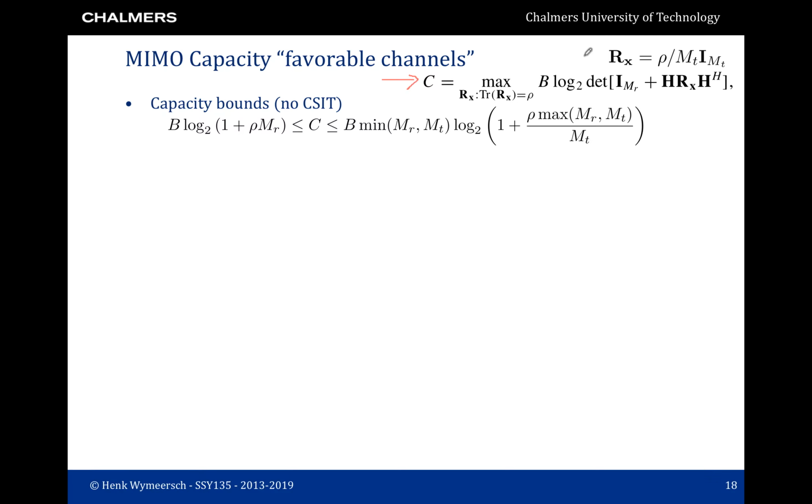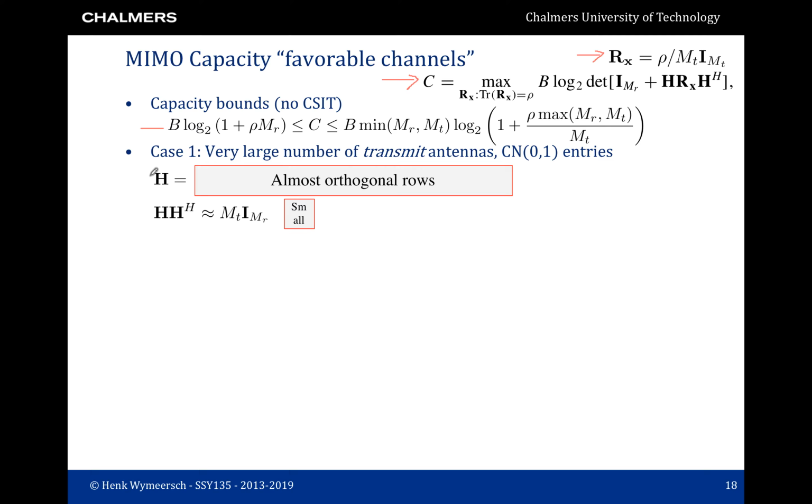We will consider here only the case where there's no channel state information at the transmitter, in which case the transmit covariance is a scaled identity matrix. Our capacity bounds are shown here, on the left-hand side for the line-of-sight channel, on the right-hand side for the rich scattering environment. We now have two cases. Case 1, where we have a very large number of transmit antennas and a channel matrix with IID complex Gaussian entries. The channel matrix will look then something like this.